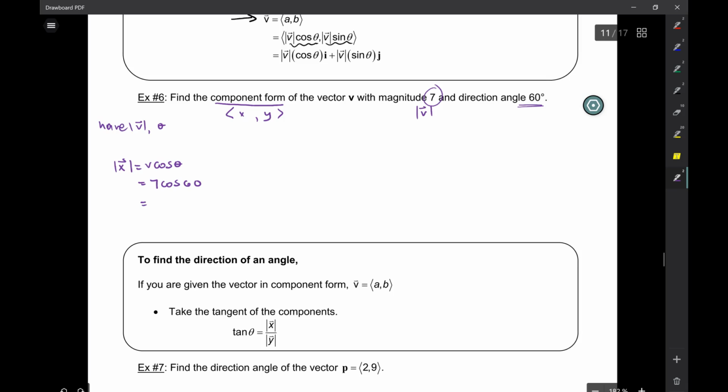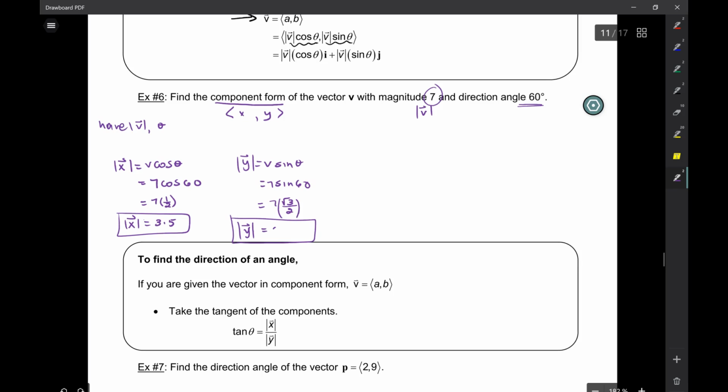And what's the cosine of 60? Do you guys remember? It's actually a half. So the x component is 3.5. Now I'm going to do the same thing with the y. Y is v sine theta. So that's going to be 7 sine 60. And sine 60 was root 3 over 2. So why don't you put that in your calculator and tell me how much this y component is. Go ahead and take out your calculators. All right, so that's 6.1.